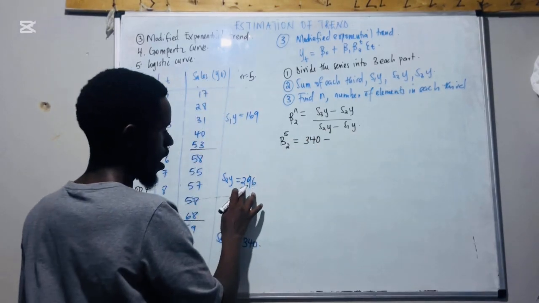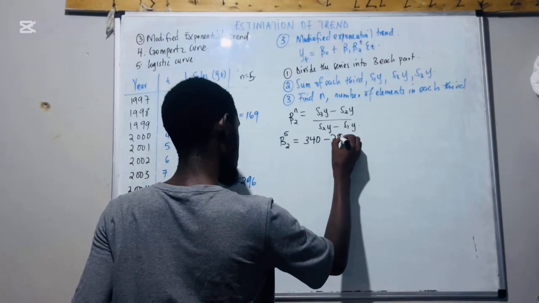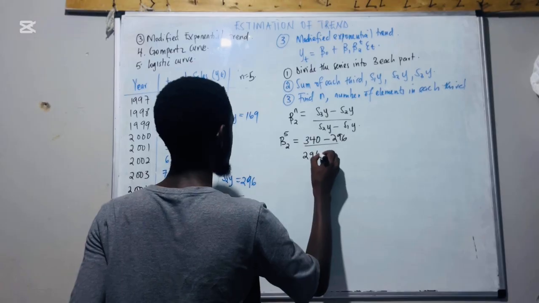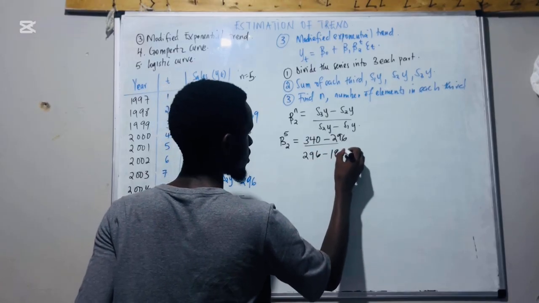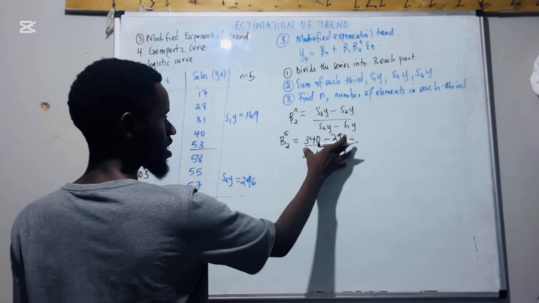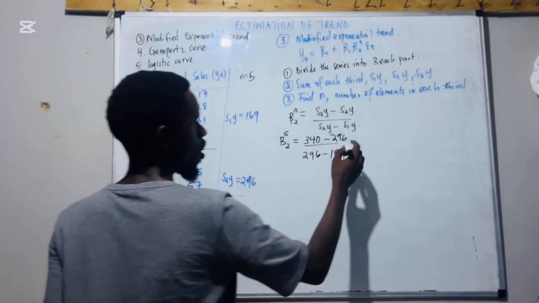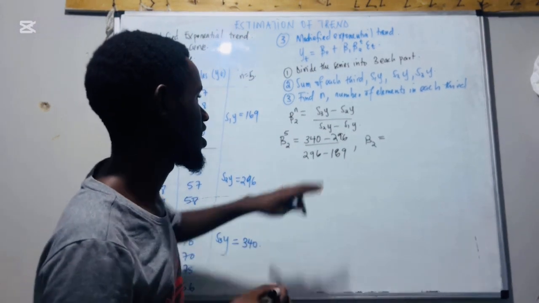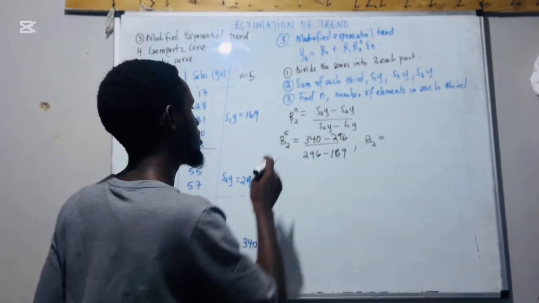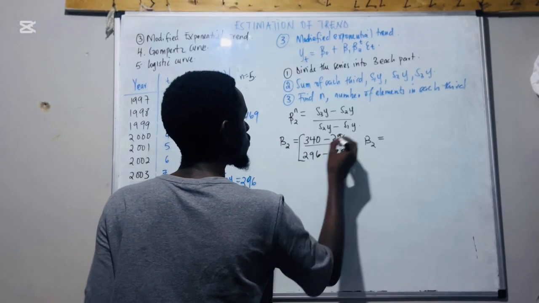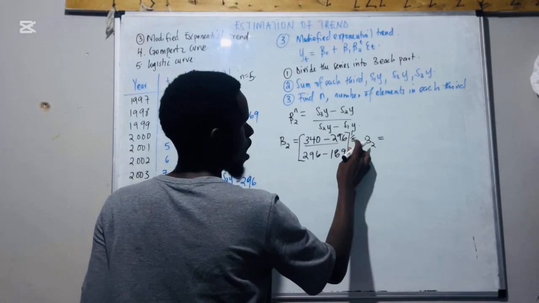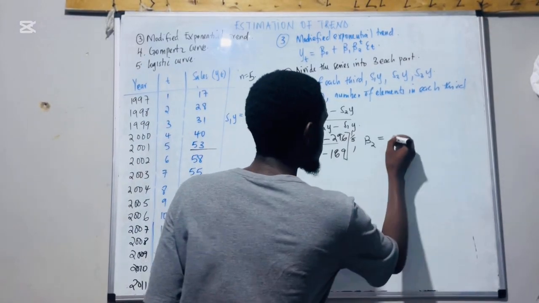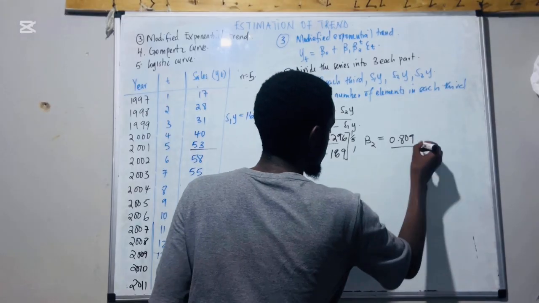minus S2y, which is 296, minus 169, something like that. Then if I have the answer here, it's set to power 1 over 5. So our beta 2 equals the whole of this power 1 over 5. And then our answer for beta 2, if you calculate properly, is 0.809, something like this, with ease.